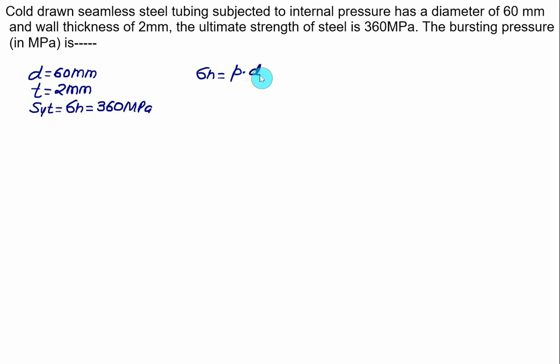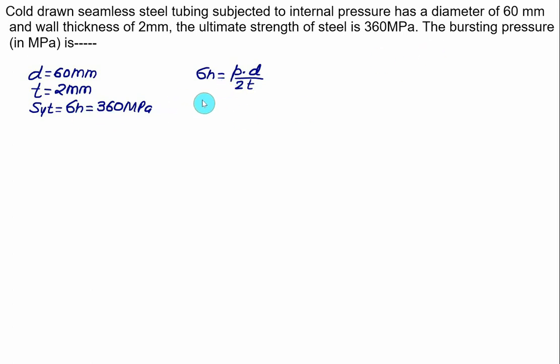So in this case, we have given the diameter D is equal to 60 mm. Wall thickness t is equal to 2 mm. And we have given the value of Syt. This value of Syt we will take the same as the hoop stress, that is sigma h, which is equal to 360 megapascal. The maximum stress will be the same as the hoop stress, equal to pressure multiplied by diameter D divided by 2 times the thickness. Hoop stress we will substitute the same as the ultimate stress, then only the pressure will be the bursting pressure.